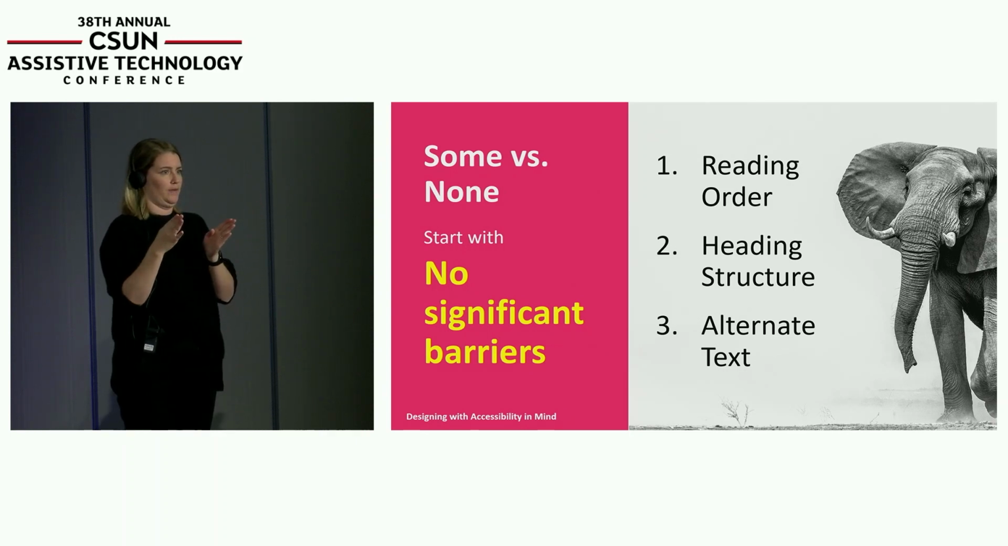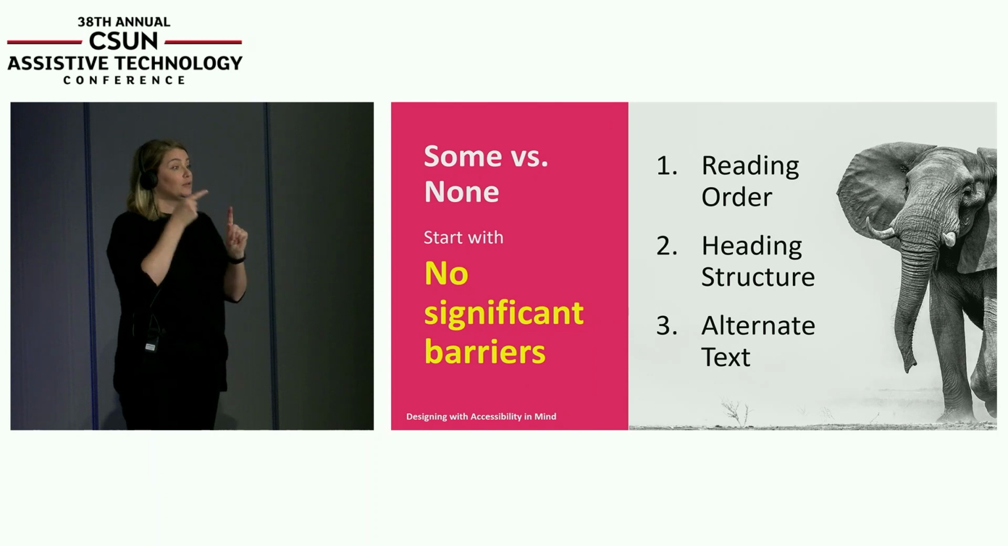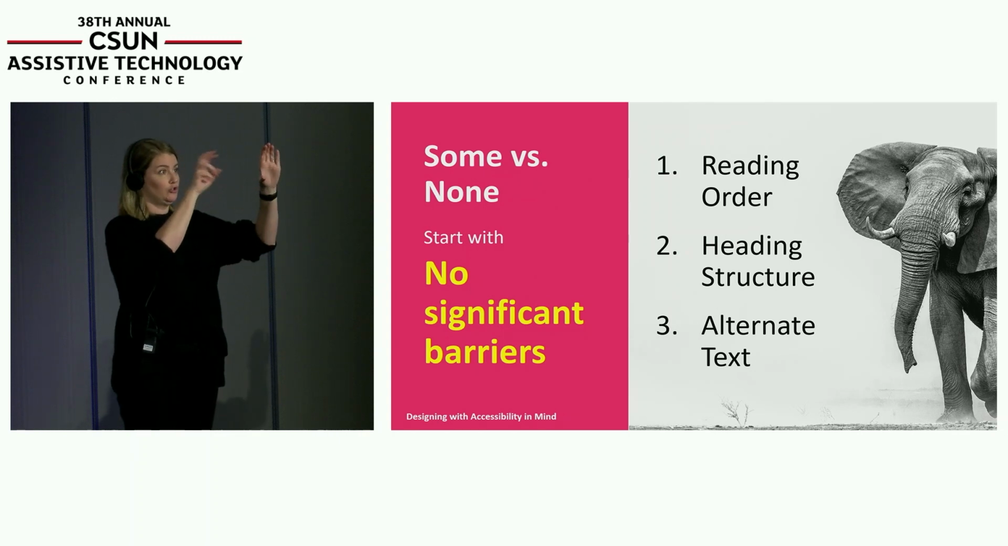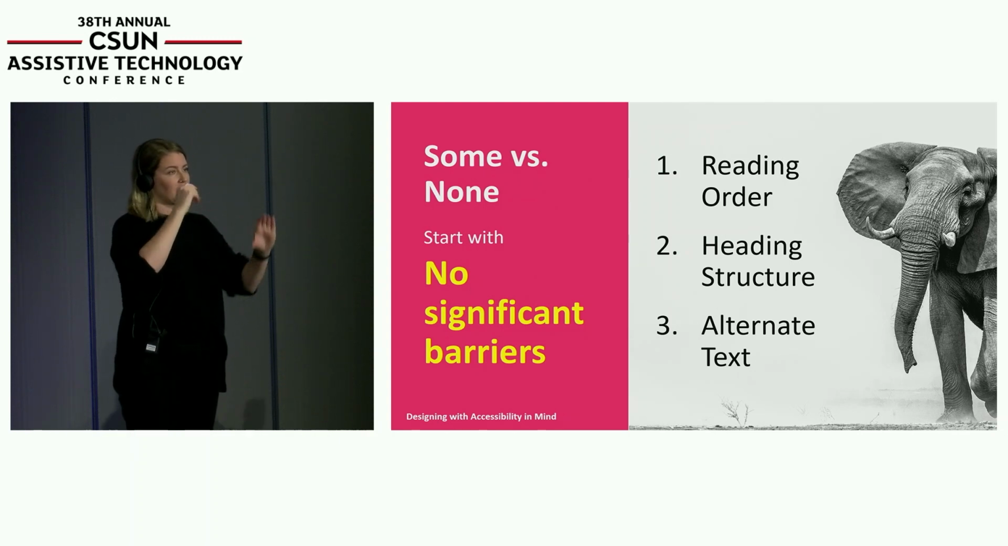Now, there's some caveats and some things that you can do when you're talking about sidebars and other things like that, but for the most part, no significant barrier means I've got headings to allow my user to move from one area of a document to another without having to listen to everything else in between.